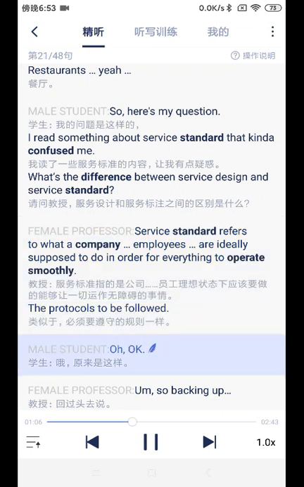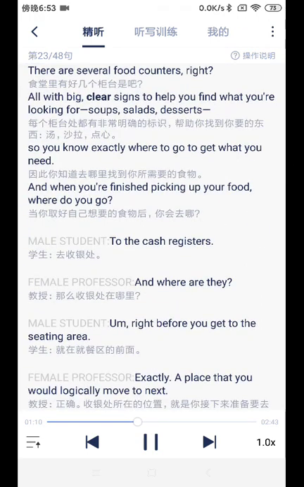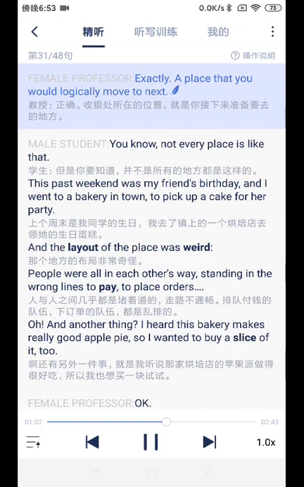Oh, okay. So backing up, service design is, think of the cafeteria here on campus. There are several food counters, right? All with big, clear signs to help you find what you're looking for. Soups, salads, desserts. So you know exactly where to go to get what you need. And when you're finished picking up your food, where do you go? To the cash registers. And where are they? Right before you get to the seating area. Exactly. A place that you would logically move to next.